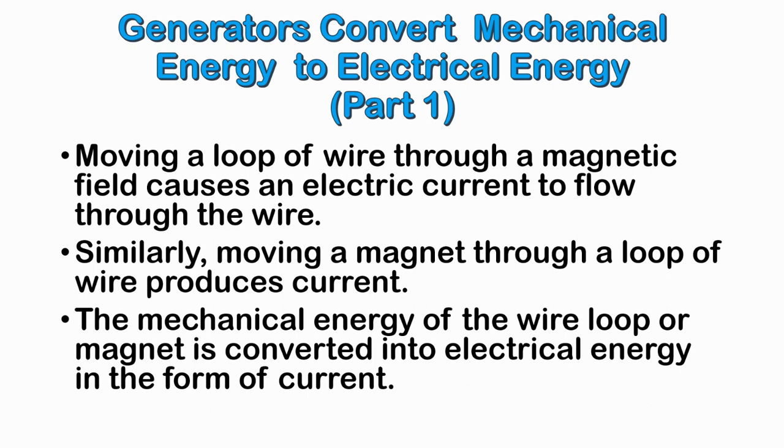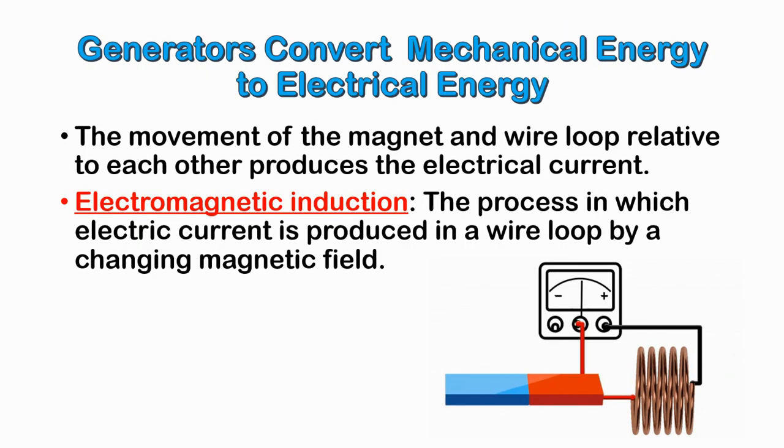So the mechanical energy of the wire loop or magnet is converted into electrical energy in the form of current. Remember, mechanical energy is potential and kinetic energy, right? So we can just think of movement or the potential to move. So if we do the moving of the magnet or the moving of the loop while that loop is next to magnets, then we create electricity. The movement of the magnet and wire loop relative to each other produces the electrical current.